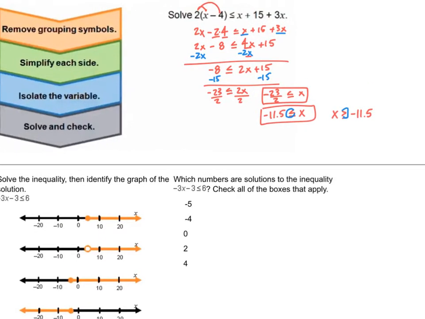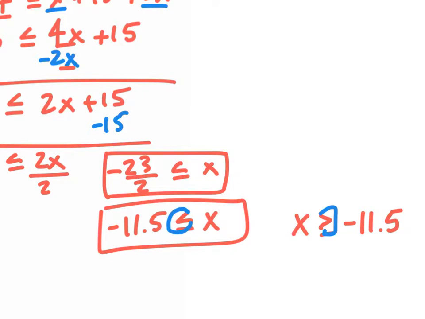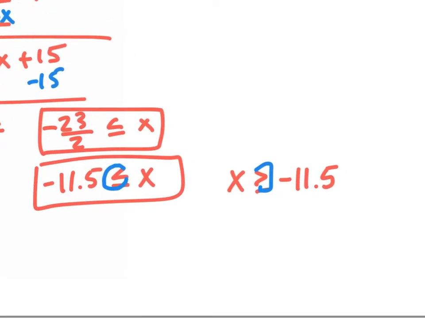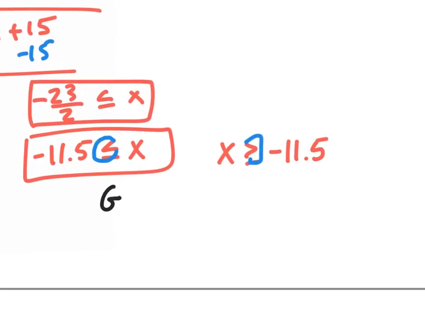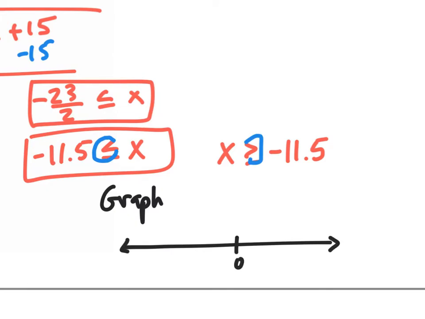All right, so let's go ahead and graph this. The way I do it is I draw a number line, and I put a 0 somewhere. Then I plot the point. It doesn't matter where it is, I'm not really worried about the scale, but I plot the point negative 11.5.